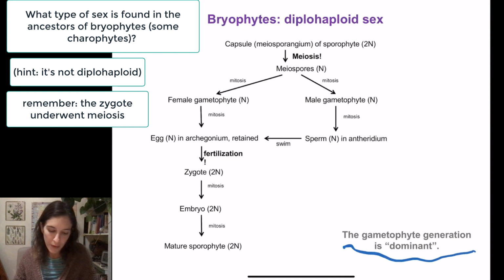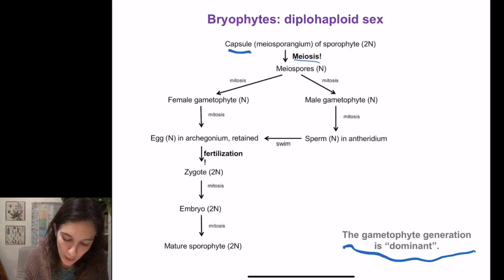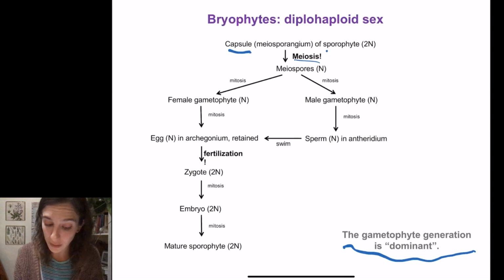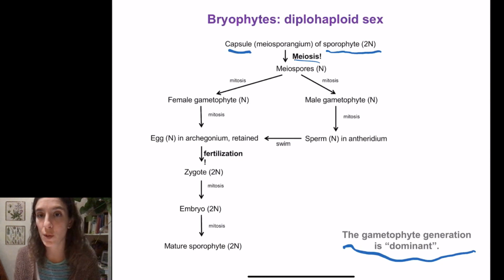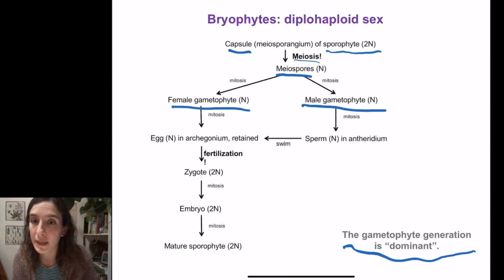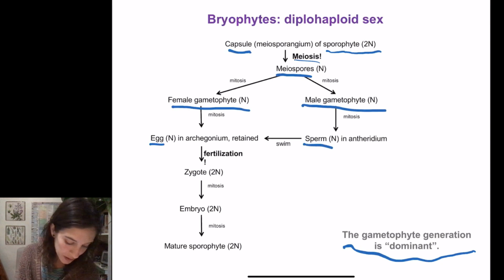Okay. And so starting up at the top here, this is just a look at their life cycle, just focusing on their terms. The capsule is where meiosis is occurring, okay? The capsule itself is part of the sporophyte tissue, and so it is diploid. And that makes sense since it's a site of meiosis. You've got to be diploid to be undergoing meiosis. It produces meiospores. Those meiospores will either become a female gametophyte or a male gametophyte, producing sperm or eggs respectively.